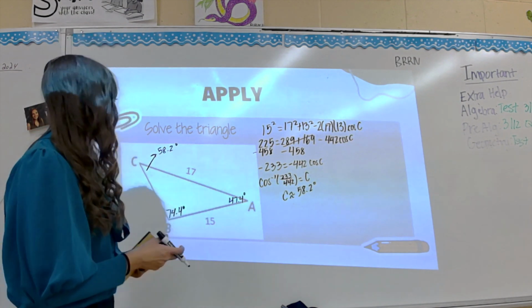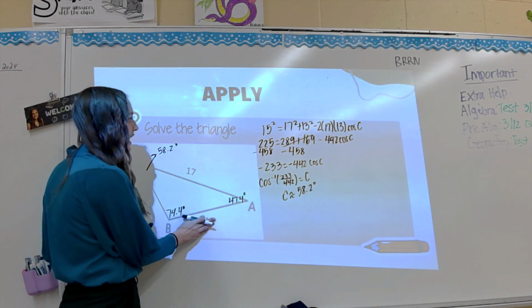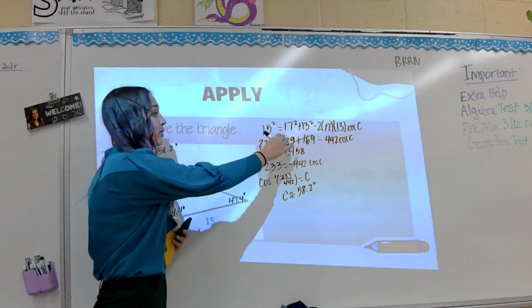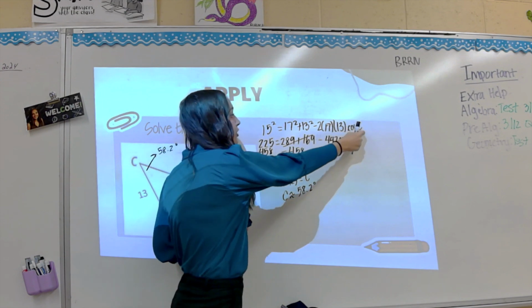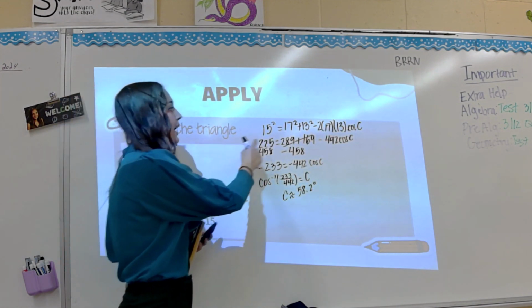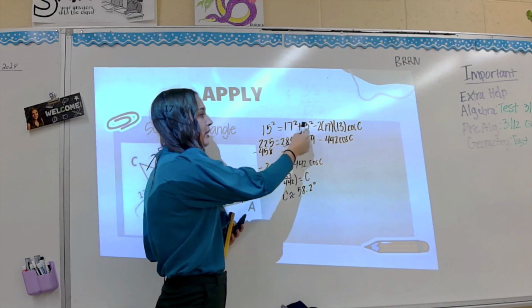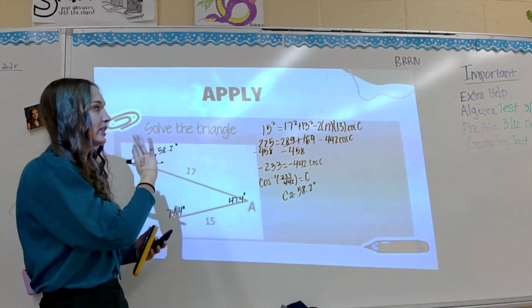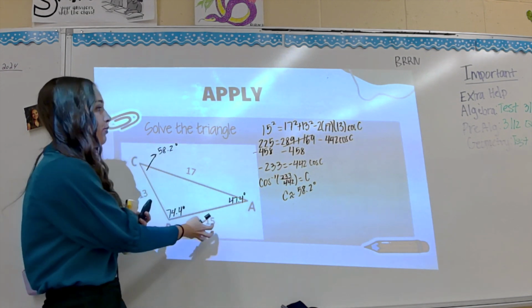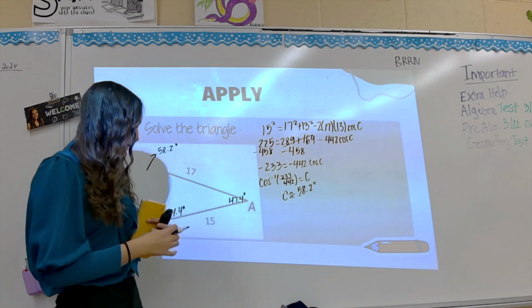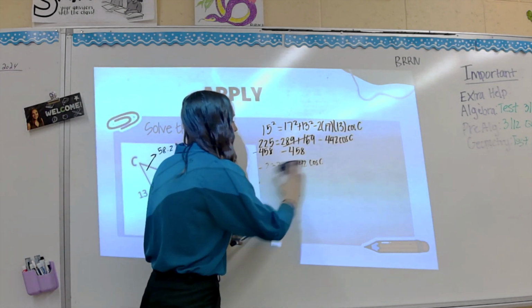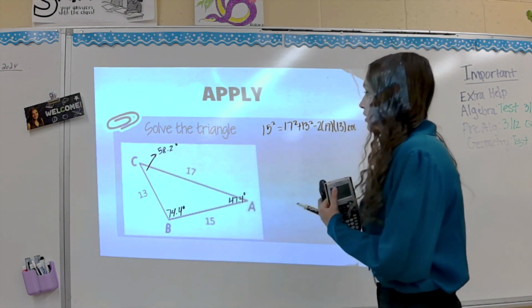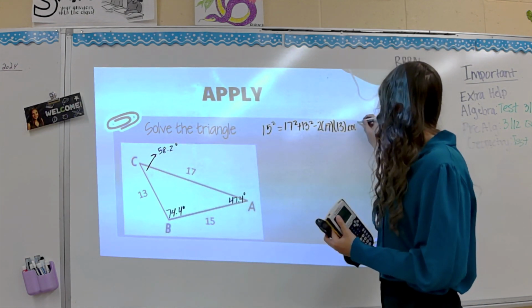Another thing that we have to know is if we're looking for the side length, let's say I did not know the side, I am going to put this as C squared. I would put all this into my calculator. If I knew the angle C was 58.2, I would do 17 squared plus 13 squared minus 2 times 17 times 13 times the cosine of 58.2. And then I would square root it, and that would give me the 15. And I can double check my work. So let me show you that so you can see how we would complete that.